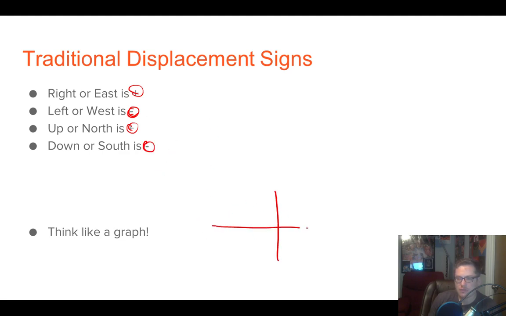So if you've got a graph that looks like this, and you've got your x's and your y's, right? And you know your x values are over here. They're positive. And they're negative over here. And your y's are positive here. And they're negative here. Same idea. If we move to the right, then we're getting positive x values. If we're going north, then we're getting positive y values, negative, negative.